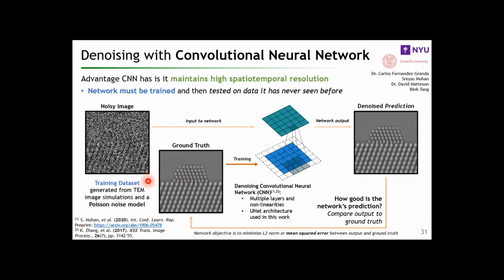Since this is a denoising problem, I'll mention that on these counted electron detectors, the noise is limited by shot noise, and that can be modeled as a Poisson distribution.